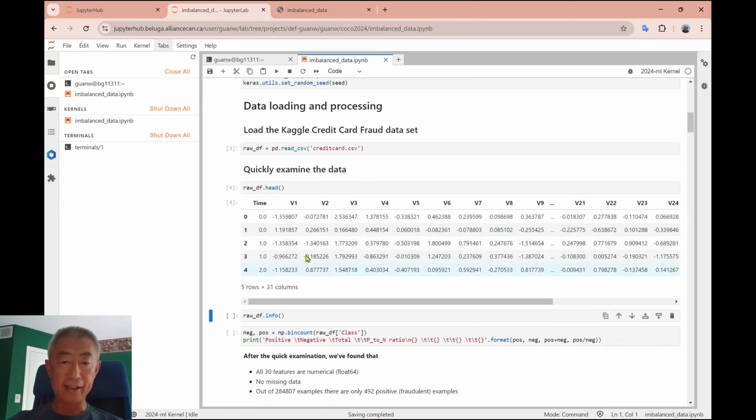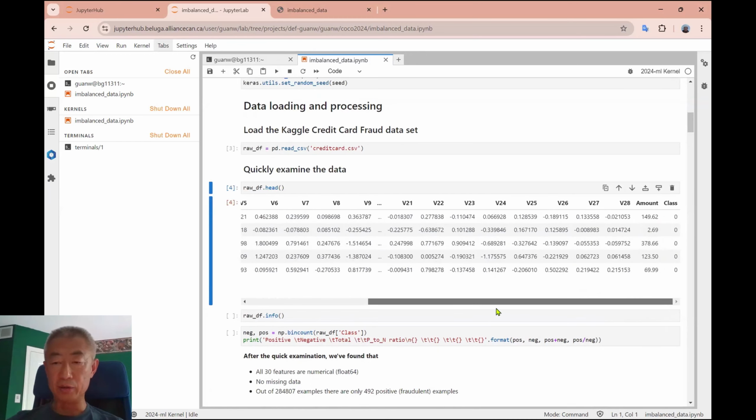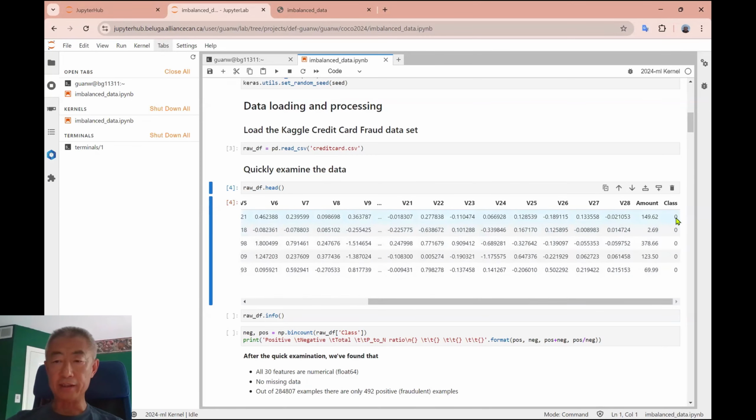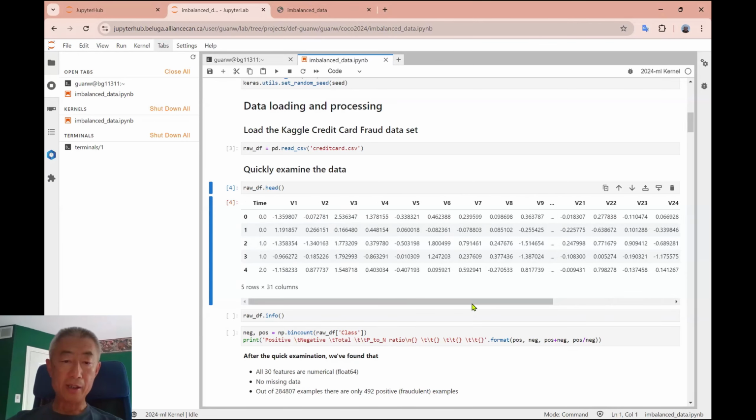You can see that it has features V1 to V28 plus time and amount. And the last one is the most important one, called class. The column class is the label, whether or not it's a fraudulent transaction. 0 means it's legitimate. 1 means fraudulent. Okay, so we keep going.